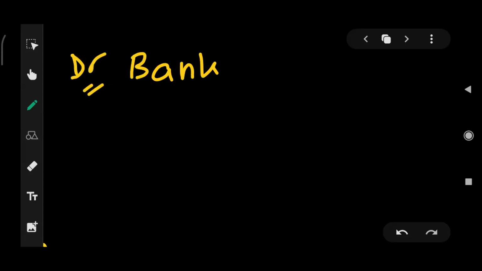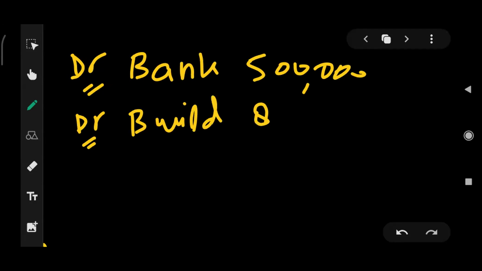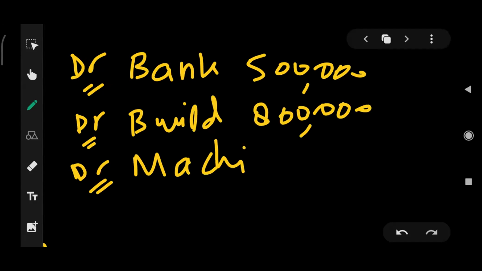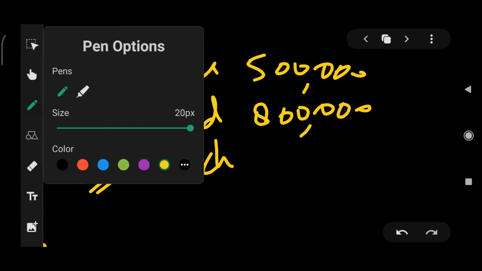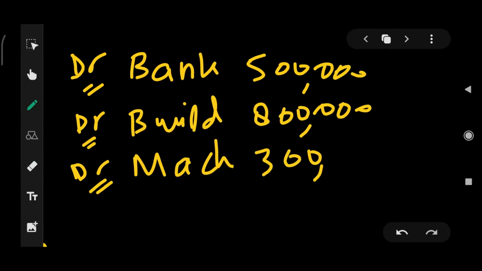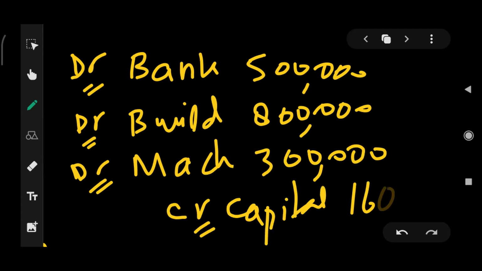Let me tell you how to post the transactions into account. The transaction which I'm talking about is: debit cash or debit bank with an amount that was, I guess, $500,000. Then debit building, it was $800,000. And then debit machinery, it was $300,000. And the credit was capital, $1,600,000. So this was our transaction.